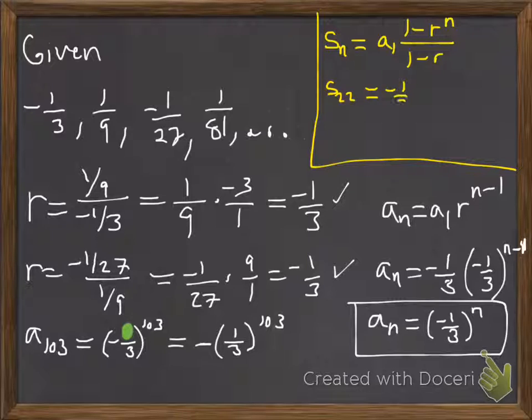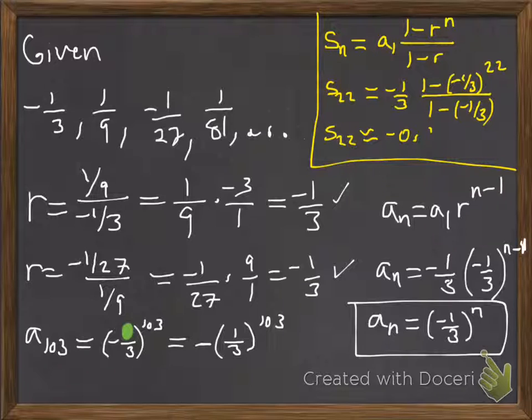And then just be careful when you put this into your calculators. The whole numerator and the whole denominator should have parentheses. If you don't do that, then you're going to get a different answer. So you need to be careful about that. Okay, so S22 is approximately negative 0.25.